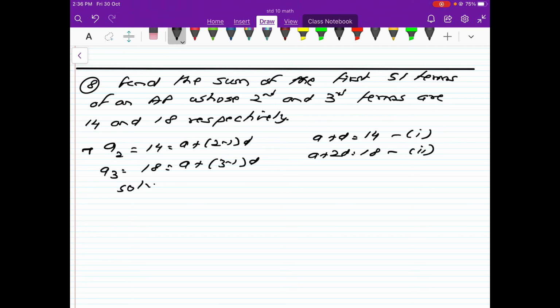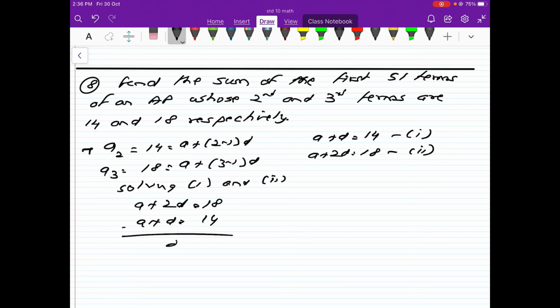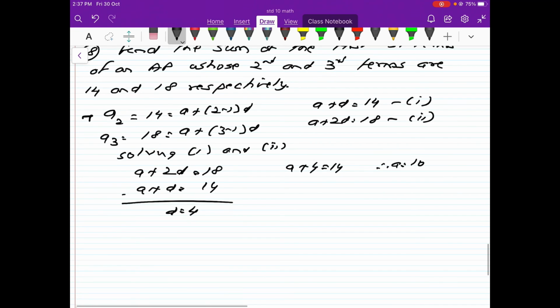So when we start solving the first and the second equations, we get a and d both. Solving 1 and 2: a plus 2d is equal to 18 and a plus d is equal to 14. We get d is equal to 4. So a plus 4 is equal to 14. Therefore a is equal to 10. So now we get a and d both.